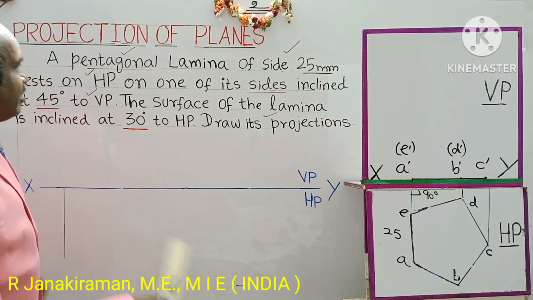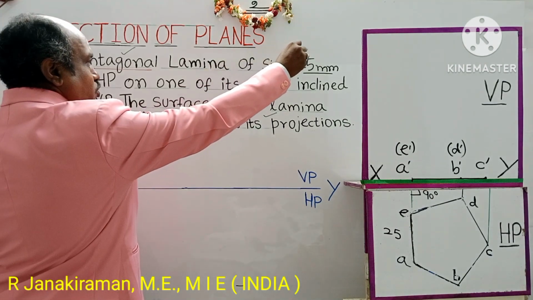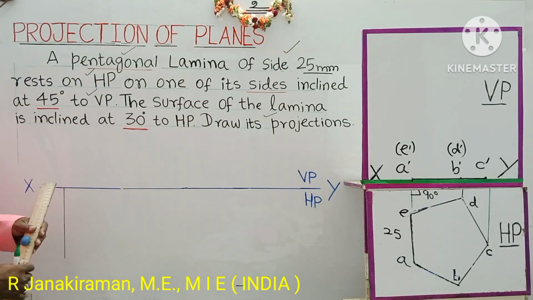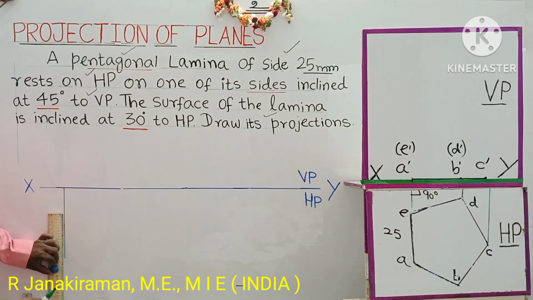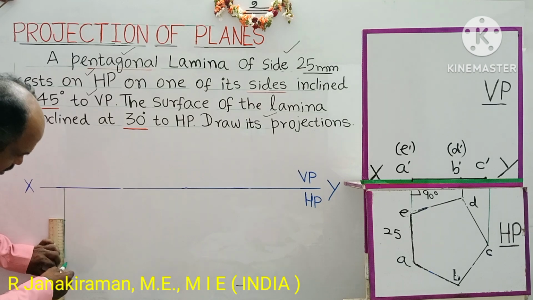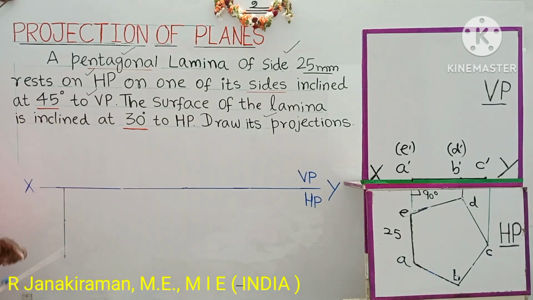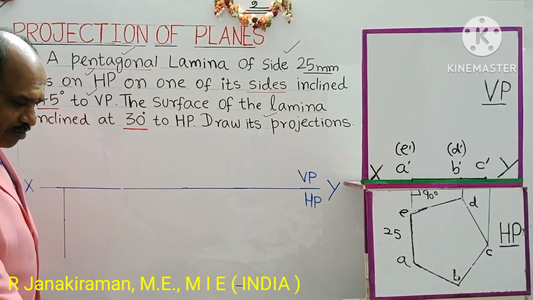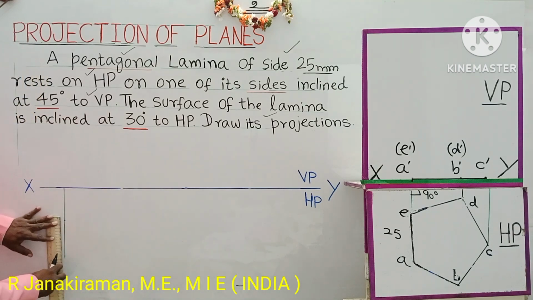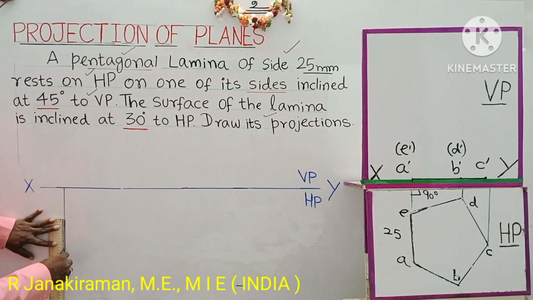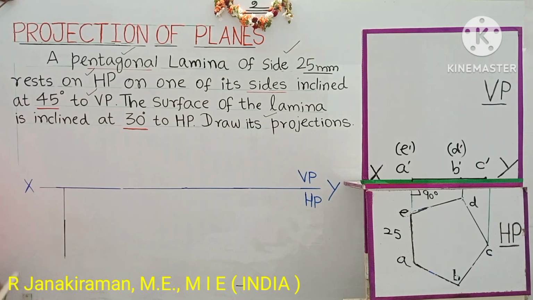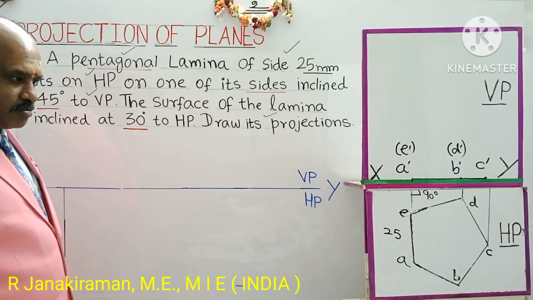So what is the size of the lamina given? 25 mm, that is 2.5 centimeters. Somewhere below this XY line, mark a distance of 25 mm, that is 2.5 centimeters. Put dots. So this is 25 mm. This part alone shall be drawn using an HB pencil or H pencil, so it appears to be dark.